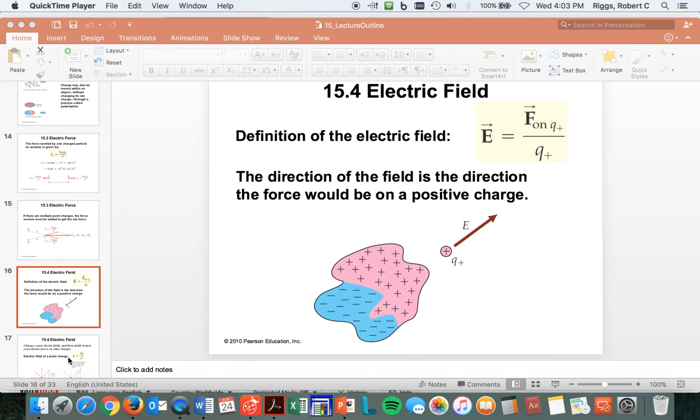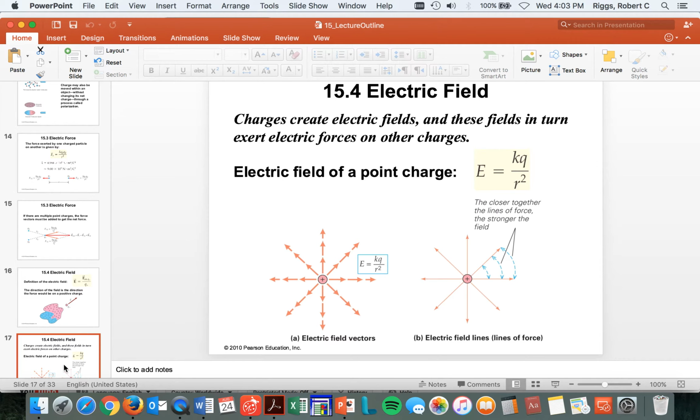Okay, so moving on. All right, so we also have, in this next slide, charges create electric fields. Okay, so charges create these electric fields, and so I've got this electric field of a point charge.